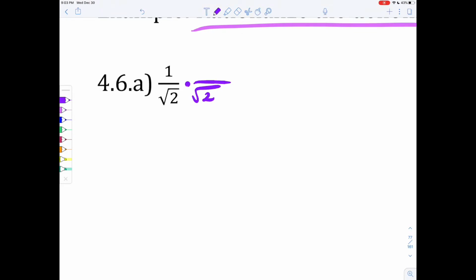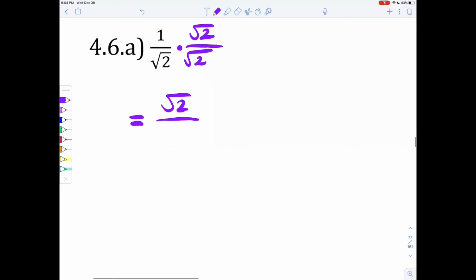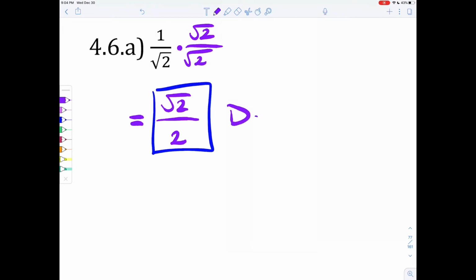And if I'm multiplying the bottom by root 2, I'm multiplying the top by root 2. What does that get us? Well, 1 times root 2 is just root 2. Root 2 times root 2 is the root of 4, which is 2. This is done. Do not go further. There's nothing else we can do with this.